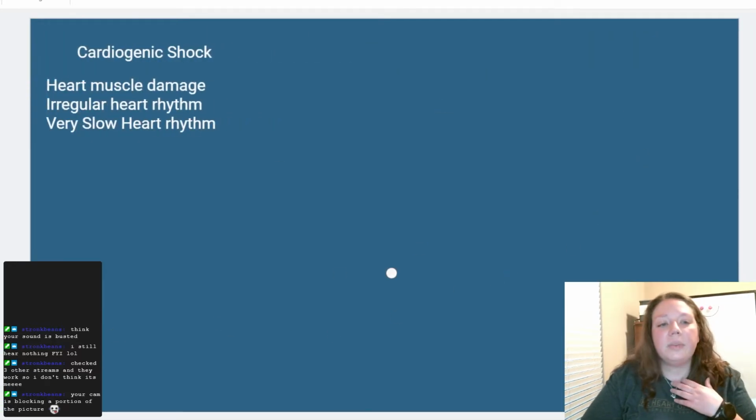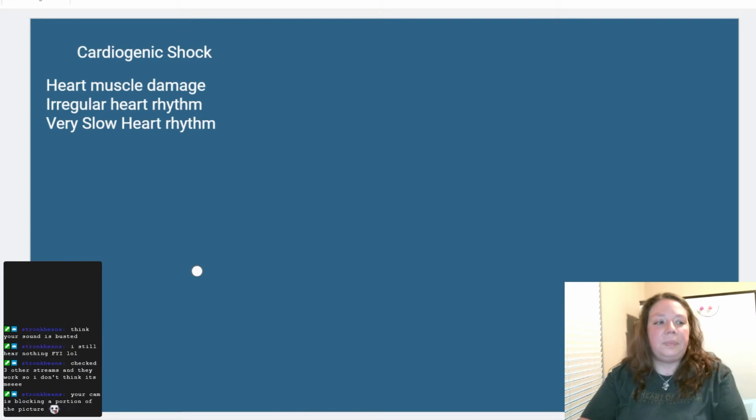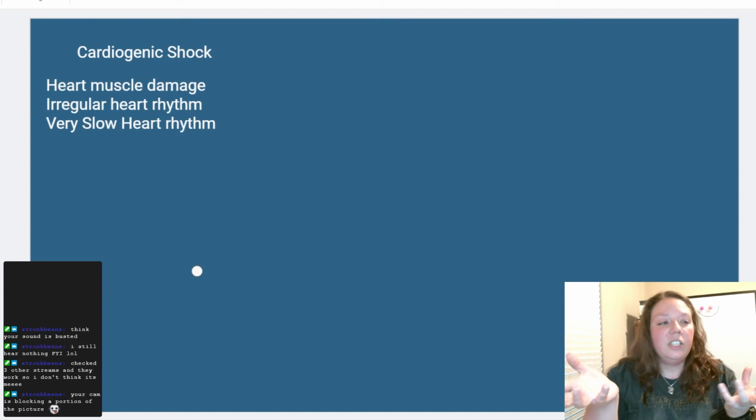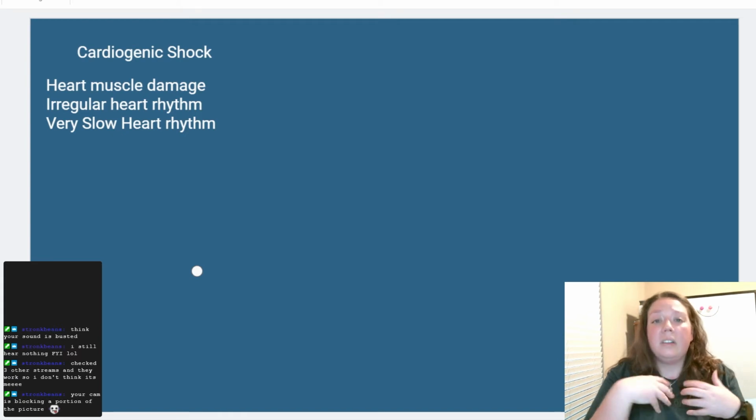Cardiogenic shock. Now, I don't really have any pictures for this. We're just going to go over and talk about it. So, like I said in the beginning, the types of shocks are in the name of the shock. Cardiogenic. Cardio is heart. Genic is origin. Starts with the heart. So this type of shock, lack of blood flow to the body, is because the heart can't pump anymore. For some reason, the heart cannot pump the blood to the rest of the body.